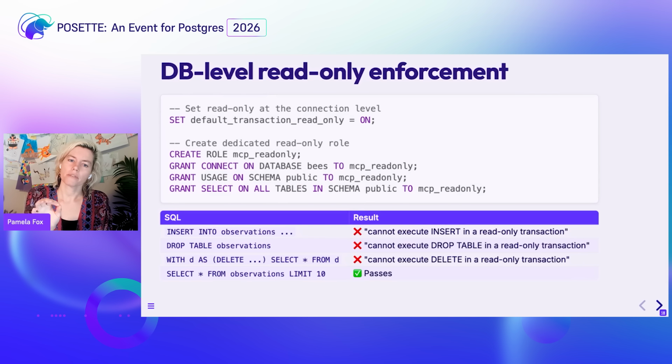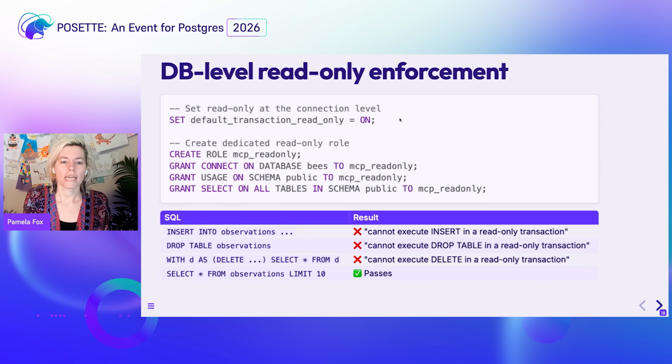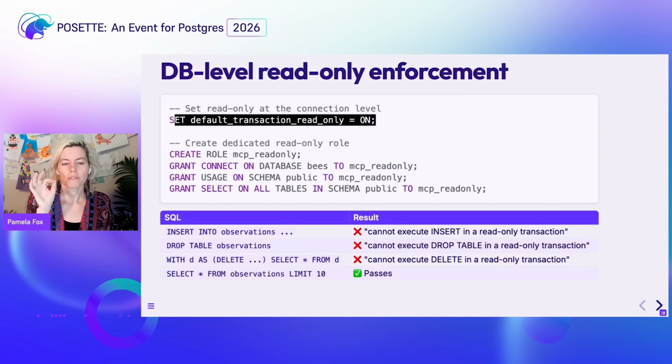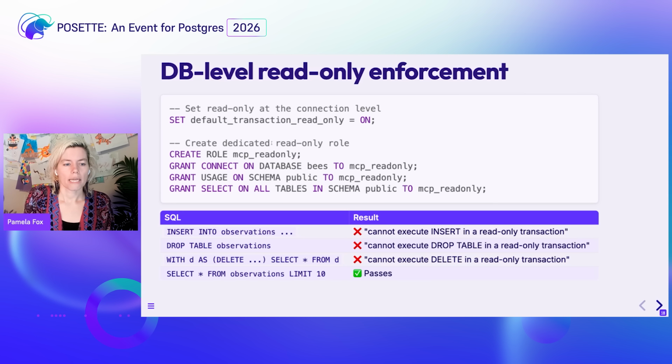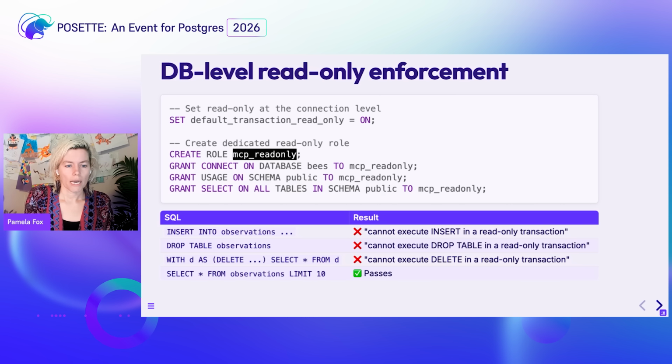The next thing we're going to do, and this is really important, is to enforce read only at the database level. We can do that when we set up the connection. We can say, hey, for this connection, it is default transaction read only on. So that's going to say only read only things can happen. And then even better, we can create a dedicated read-only role and use that whenever we're sending the query. So this role only has the ability to do select on this particular schema in this database. And with those combined, that gives us a high-level enforcement on the database level itself.